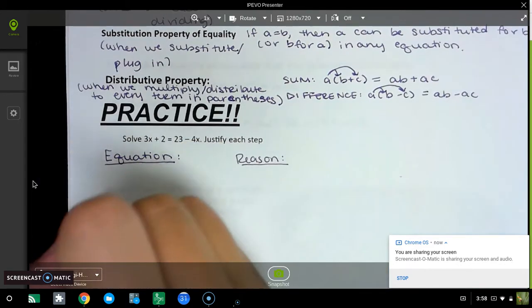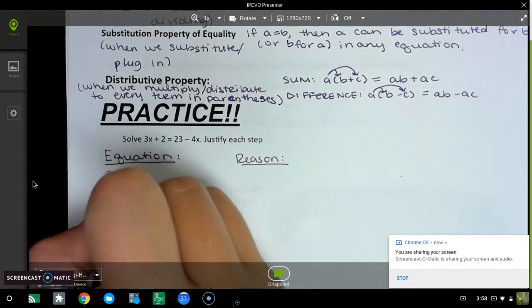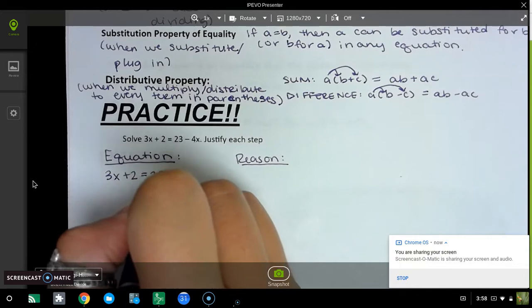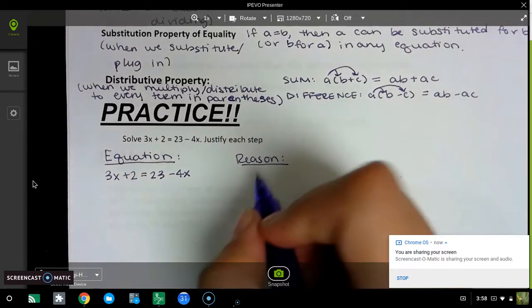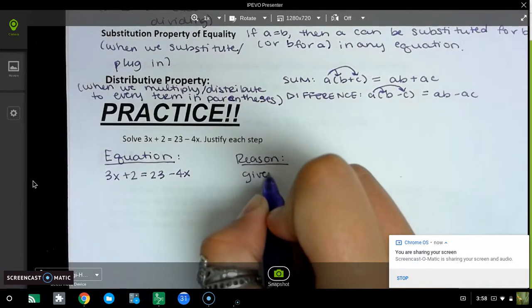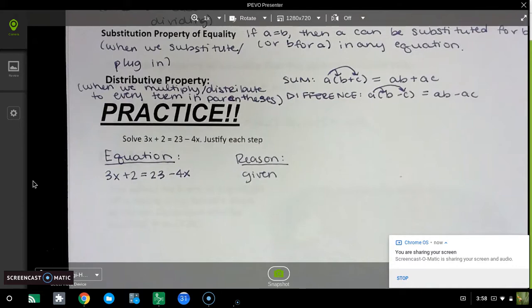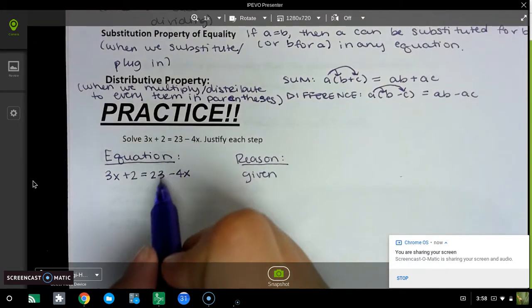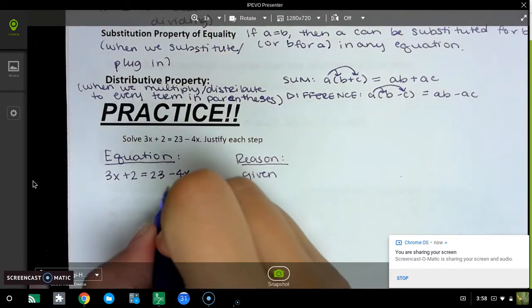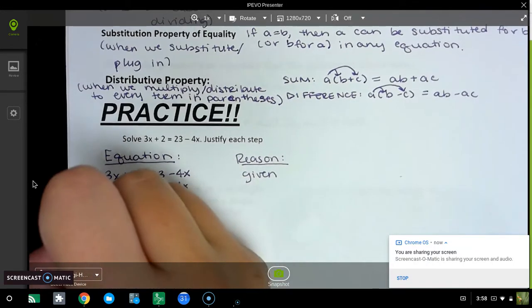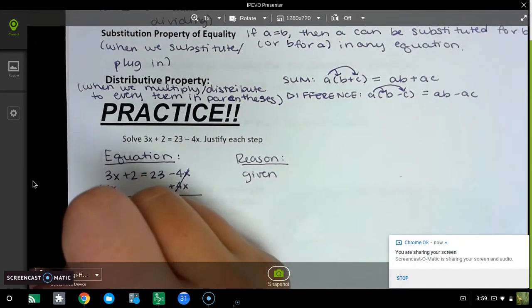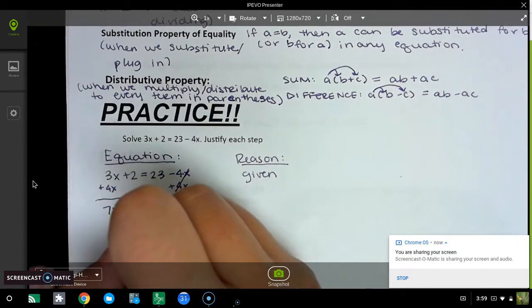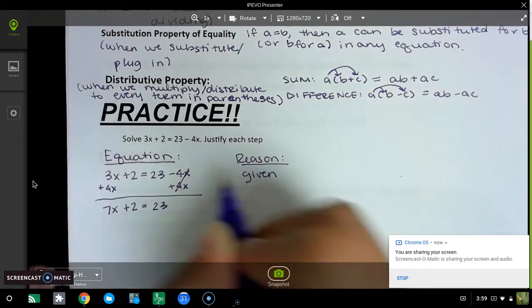Okay, so my equation is 3x plus 2 equals 23 minus 4x. My reason is just that it was given to me, okay? Given. My next step when I'm doing this, I don't like negative variables, so I add 4x to both sides. These are going to cancel out. I get 7x plus 2 equals 23.